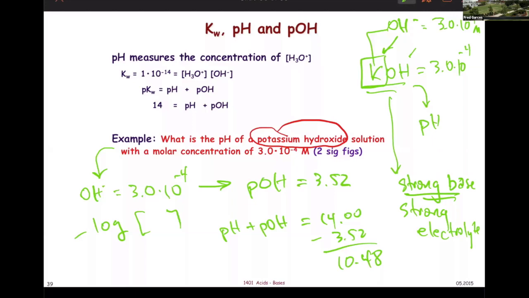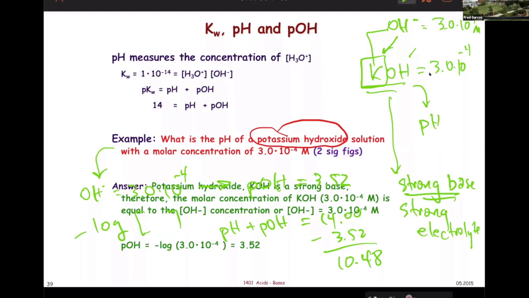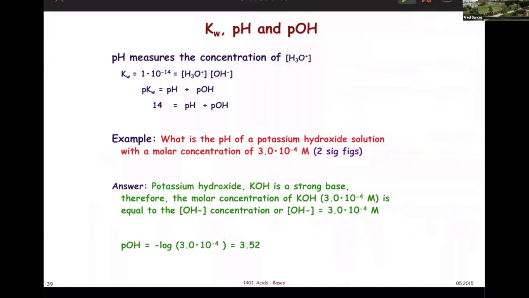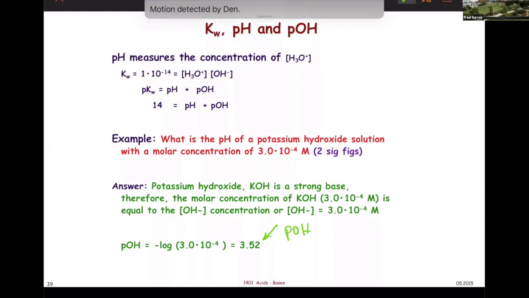Make sure you know how to do these because you'll see a whole bunch of questions like this in the homework as well as this coming weekend. Okay, so let me just do this real quick and let me clear this so that you guys can see. There it is, 3.52, this is your pOH, and then your pH is going to be 10.48, like I said.